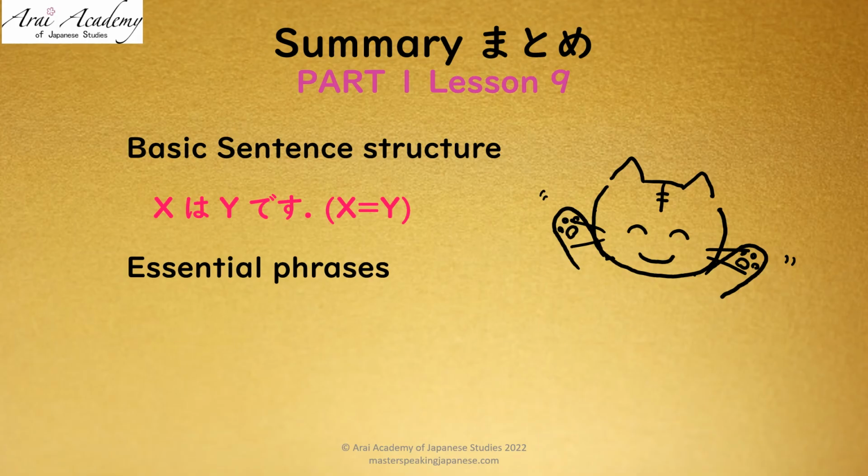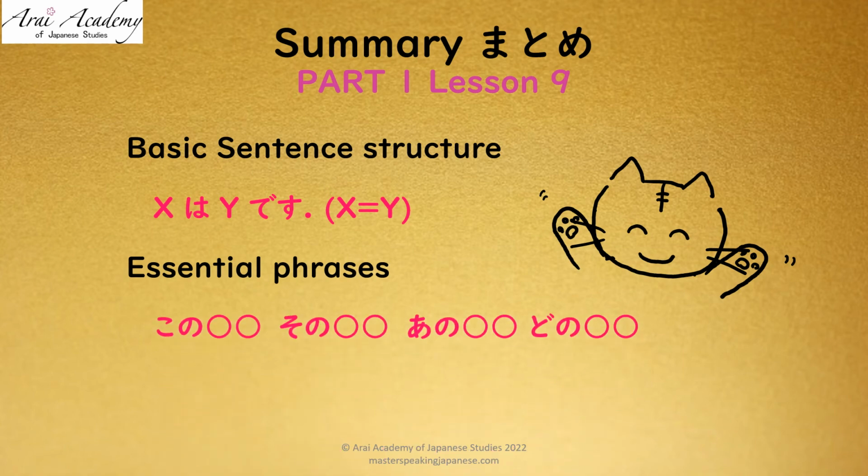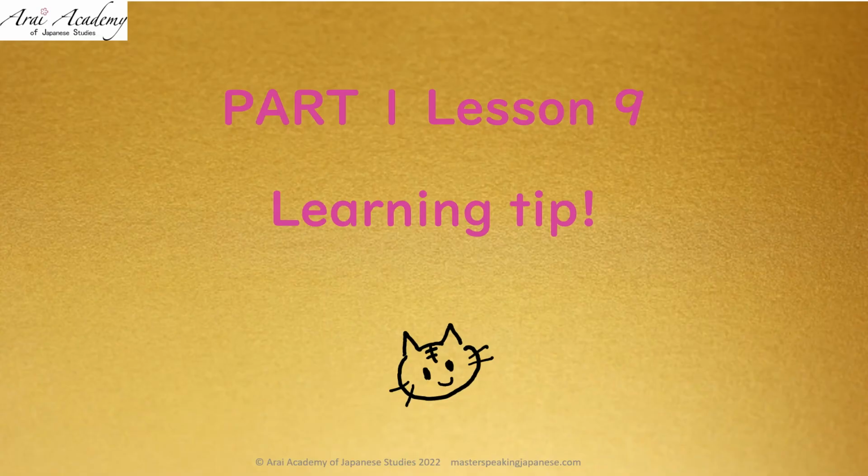Okay, let's summarize the lesson. What are the new expressions? Yes, この object, その object, あの object, and どの object. And 1000から9000.